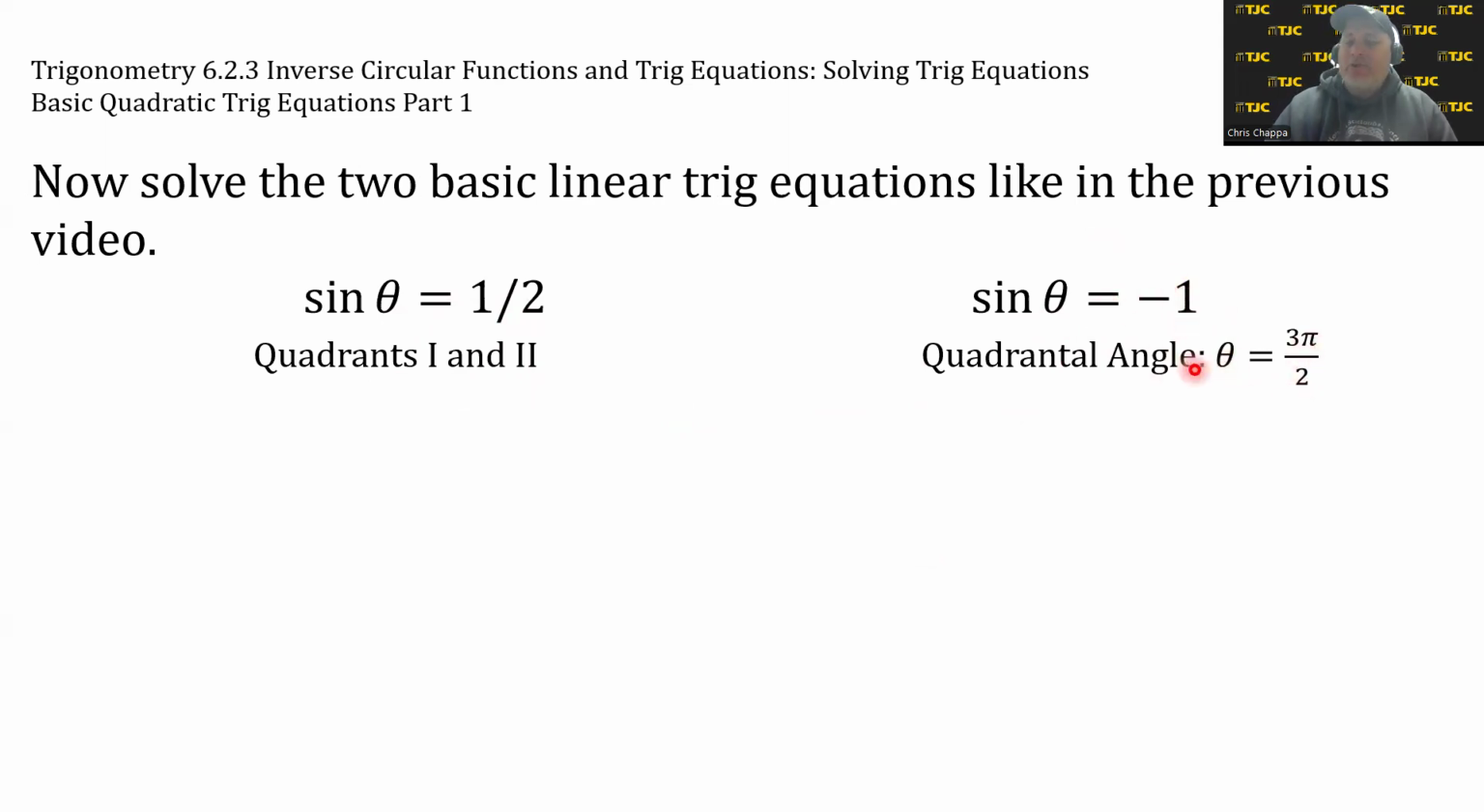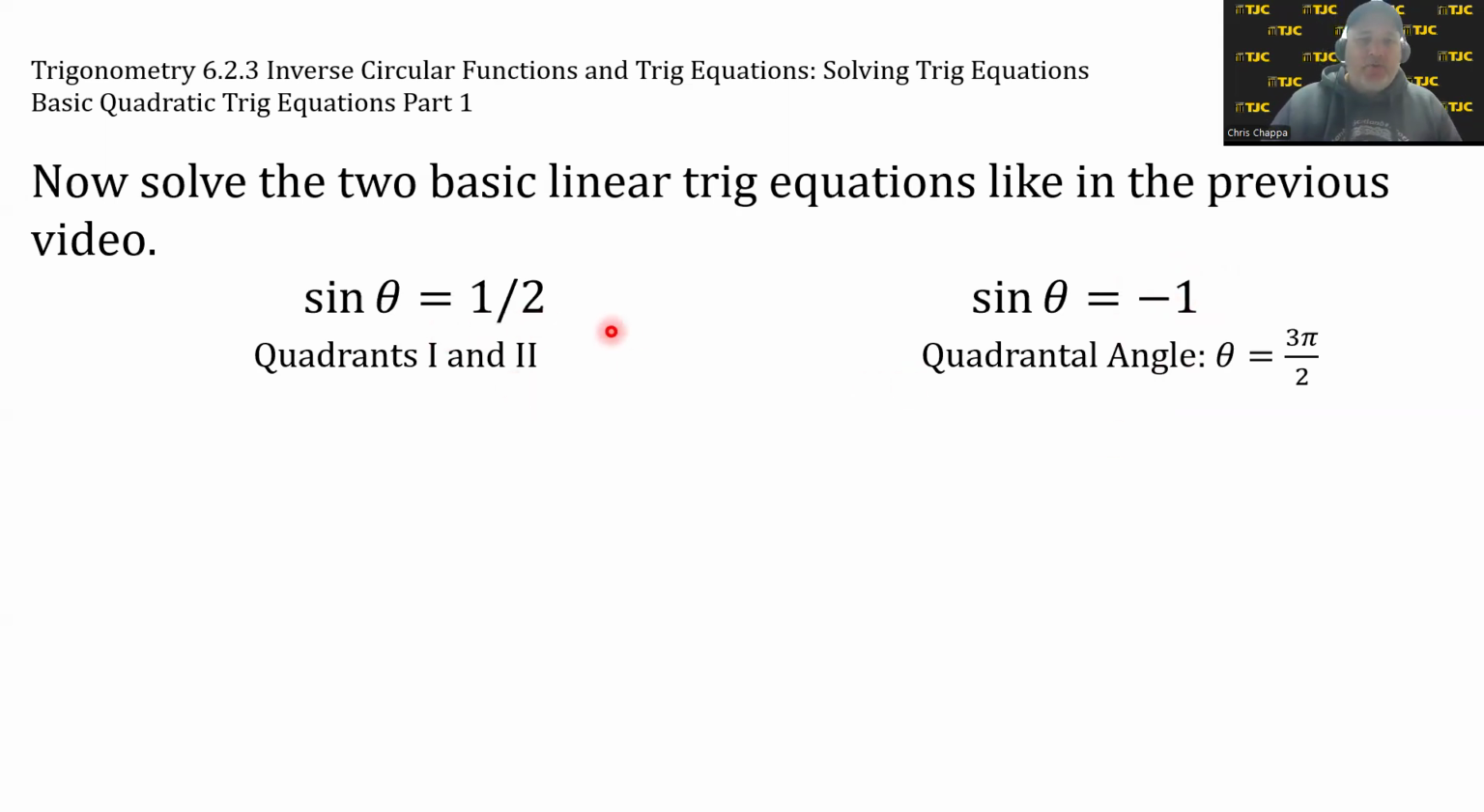This is a quadrantal angle, and I didn't mention in the previous videos about solving basic linear trig equations that if your value indicates that you are at a quadrantal angle, 0, pi over 2, pi, 3 pi over 2, or 2 pi, in other words, on the positive or negative x or y axis, then you don't do the whole reference angle shtick, you just get the angle.